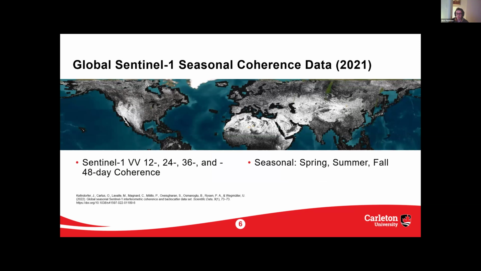So to do this, there's a publicly available data set, the Global Sentinel-1 seasonal coherence data for the year 2021. Sentinel-1 is a C-band SAR satellite. And they have 12, 24, 36, and 48-day coherence broken down by season. This just means back when we had two Sentinel satellites in operation, I guess we will again soon, we used to get repeats every 12 days. Now it's 24 for most areas. So it's basically what has changed in 12 days, what has changed in 24 days, what has changed in 36 days, and what has changed in 48 days. And we have this broken down by season.